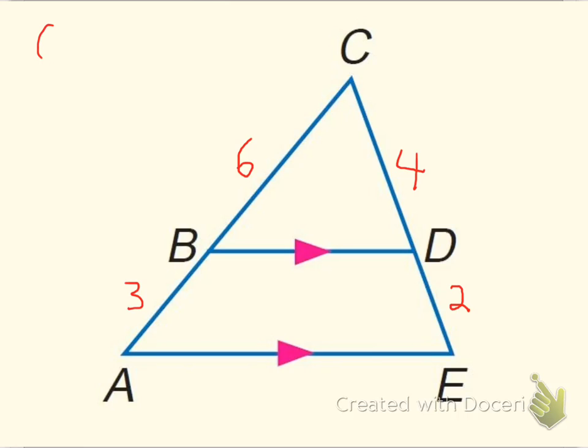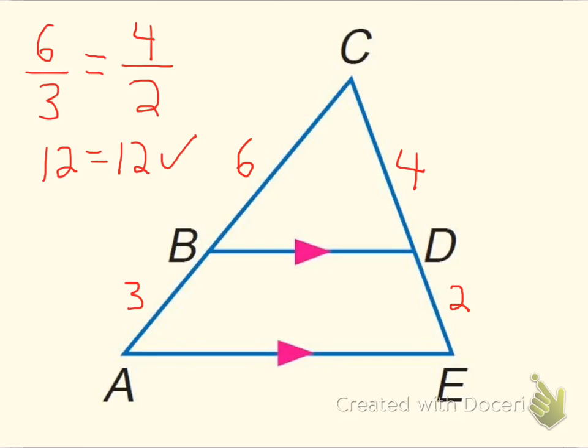Notice that CB, 6, divided by BA, 3, equals CD, which is 4, divided by DE, which is 2. You could check that quickly by doing a cross product: 12 equals 12. We say that the segments CA and CE were divided proportionally by the parallel line BD. And we get the theorem that shows up on the next page, which is called the triangle proportionality theorem.